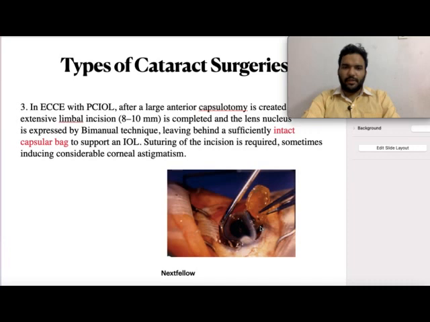It will come out easily, but the problem here is we have to make a lot of sutures, and because of that there might be a lot of corneal astigmatism. That is the only issue with this extracapsular cataract extraction. Otherwise it's a good procedure.